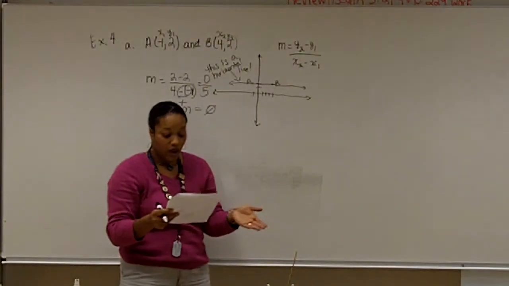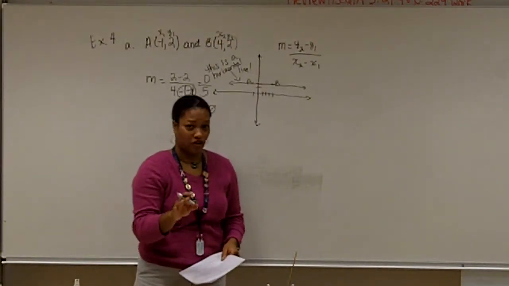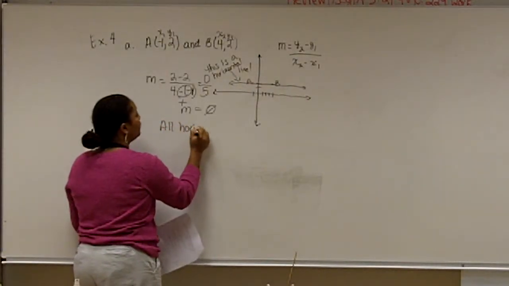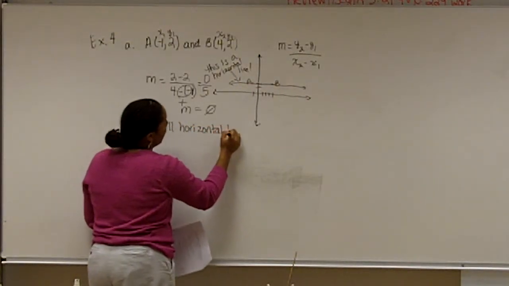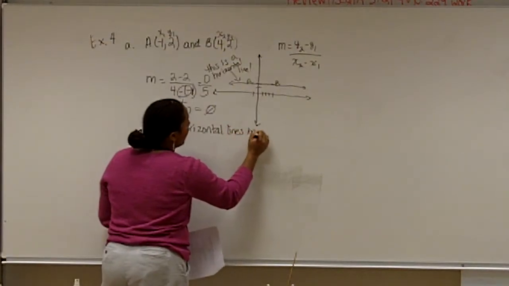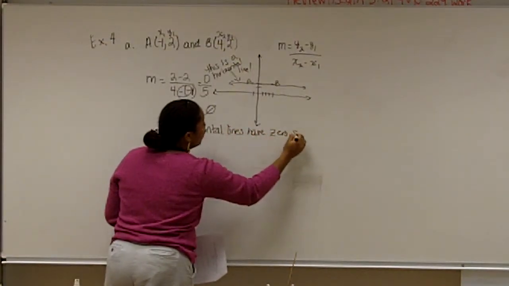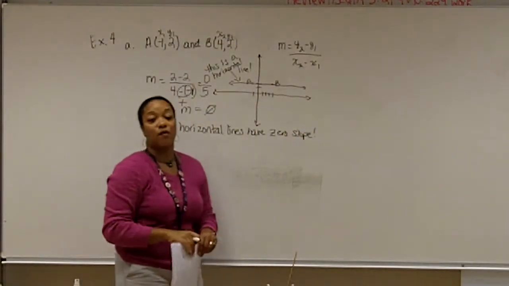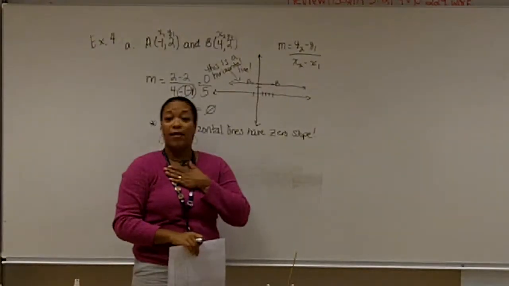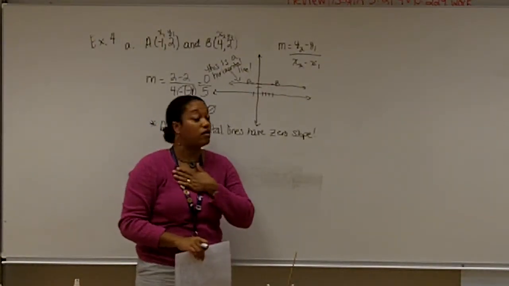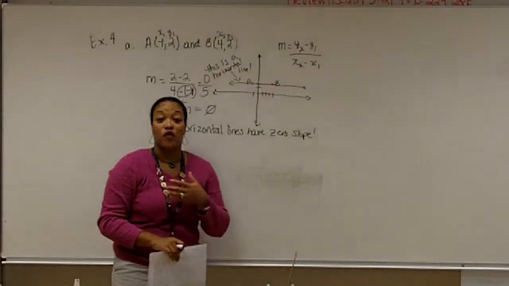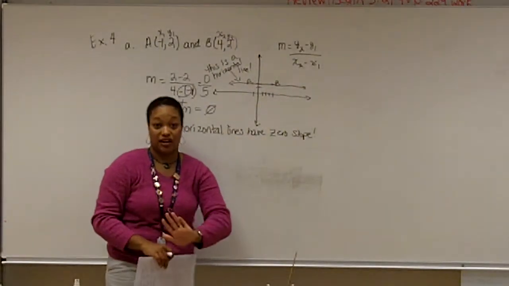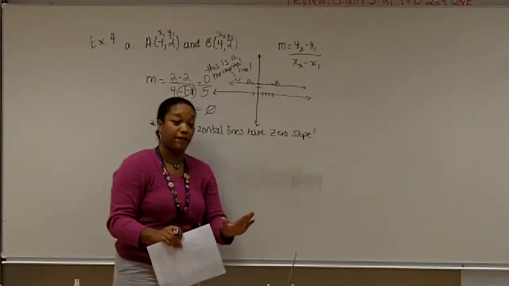So, what I want you to write on your paper in your notes is, all horizontal lines have 0 slope. This is a rule. So if I tell you that the slope of the line is 0, you should automatically be able to tell me that that line is horizontal. If I ask you what the slope of a horizontal line is, you should be able to tell me automatically that the slope is 0. Okay? They go one and the same.